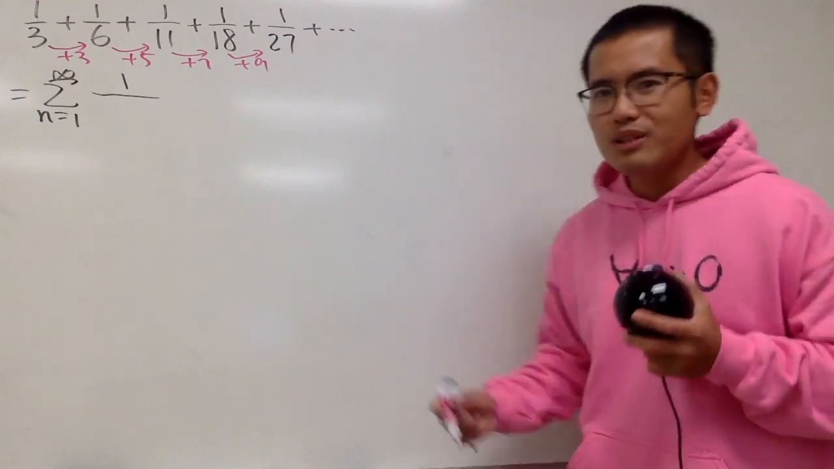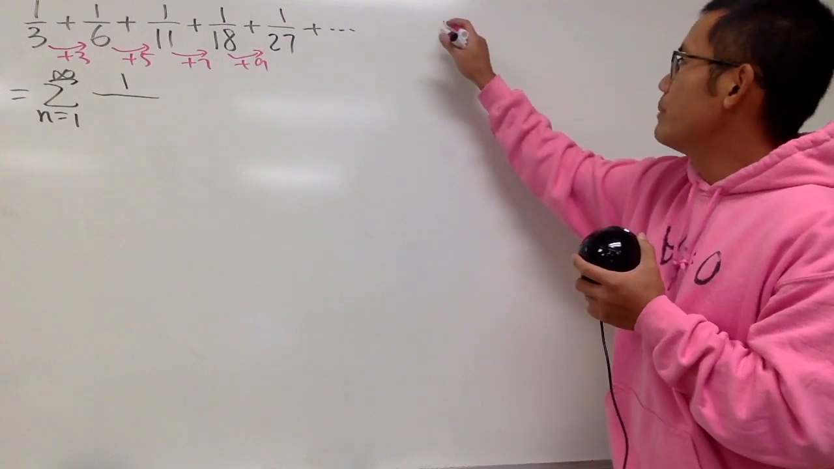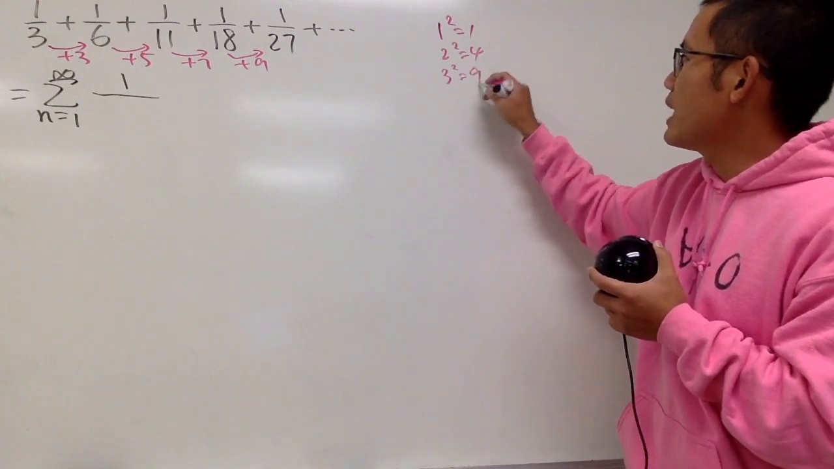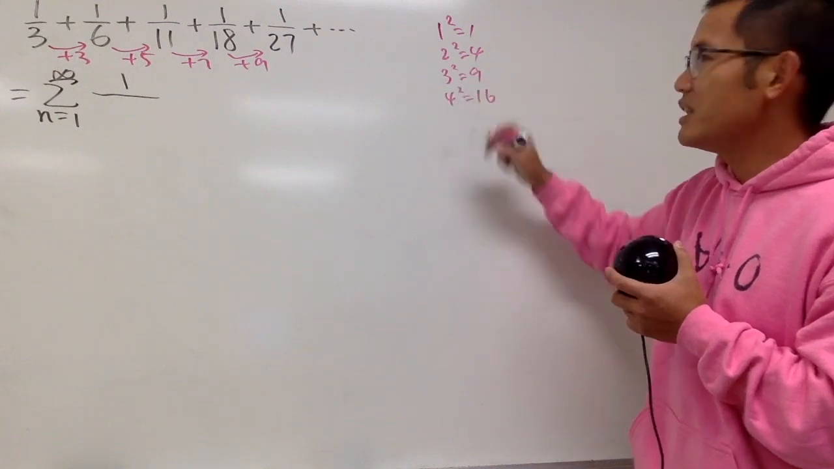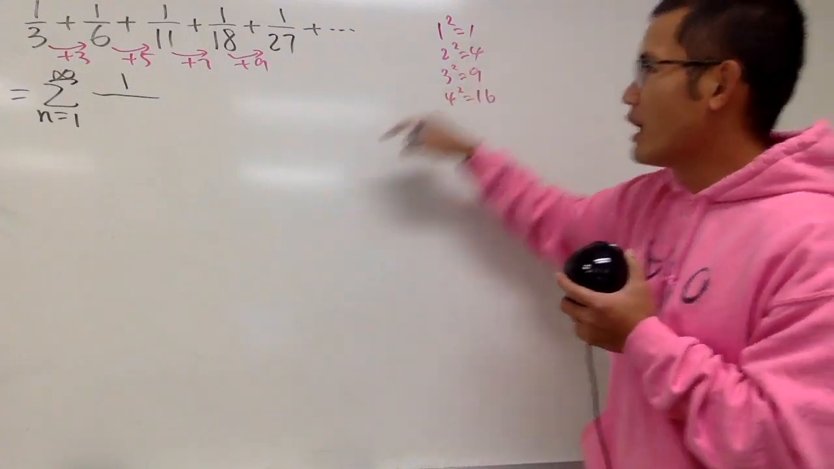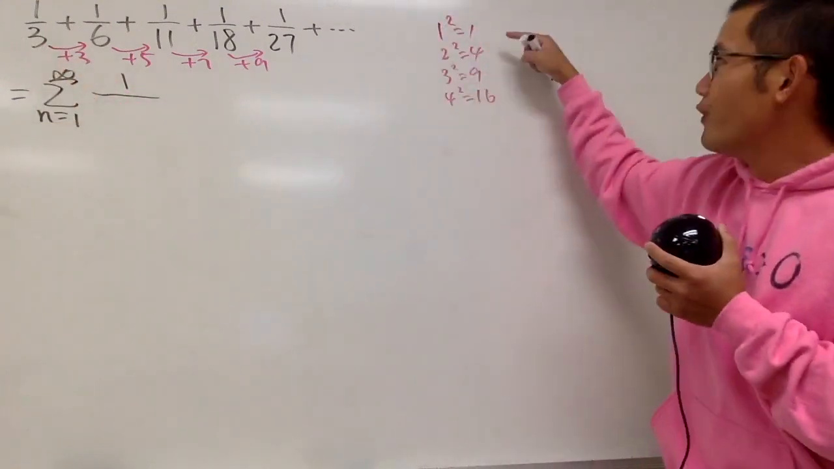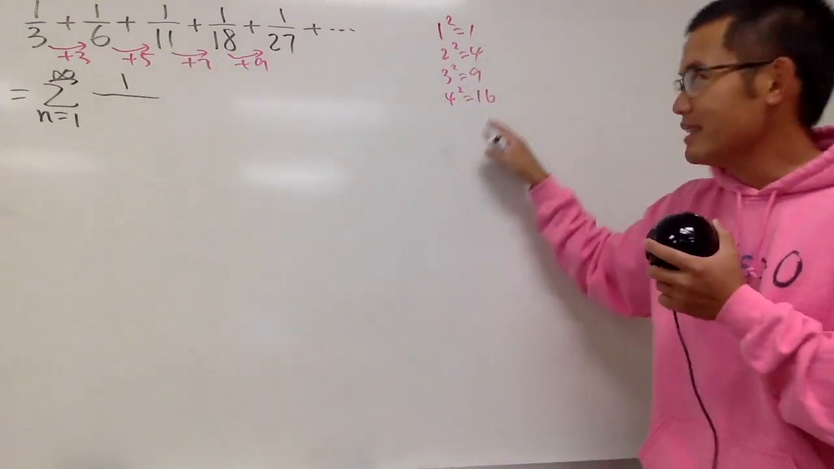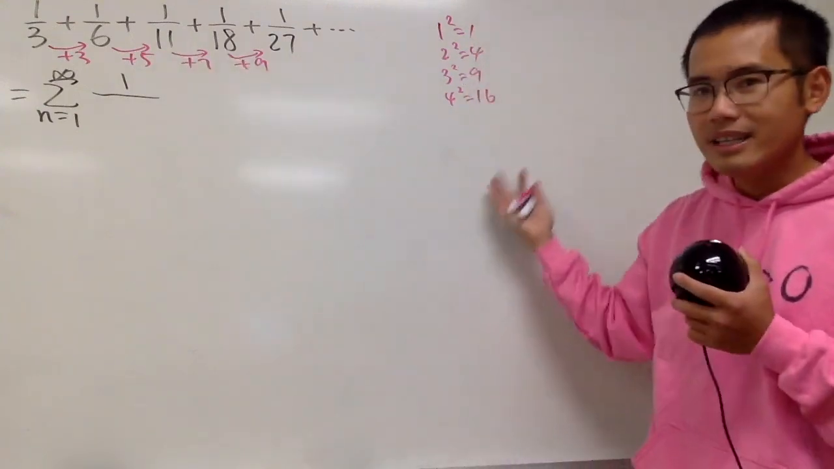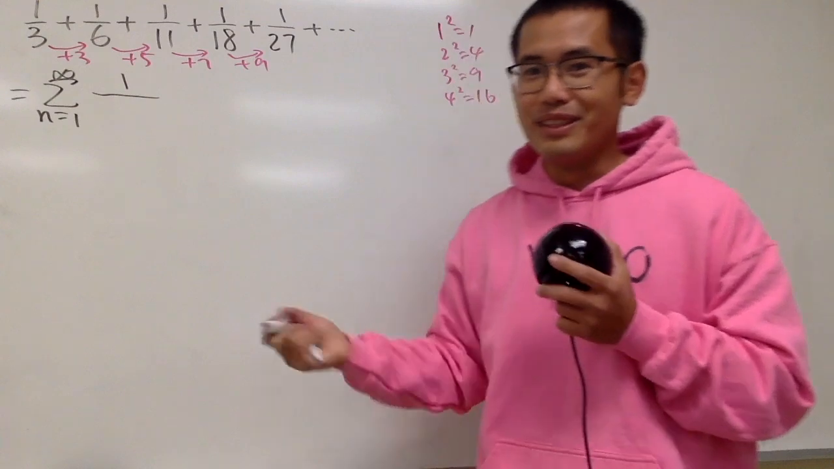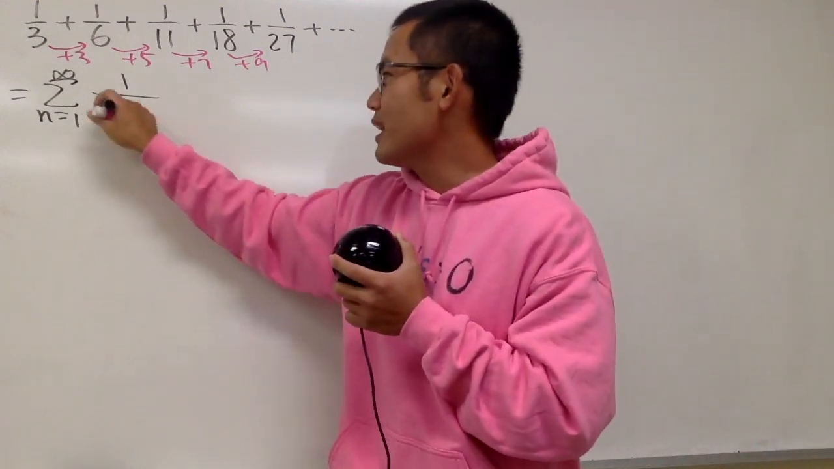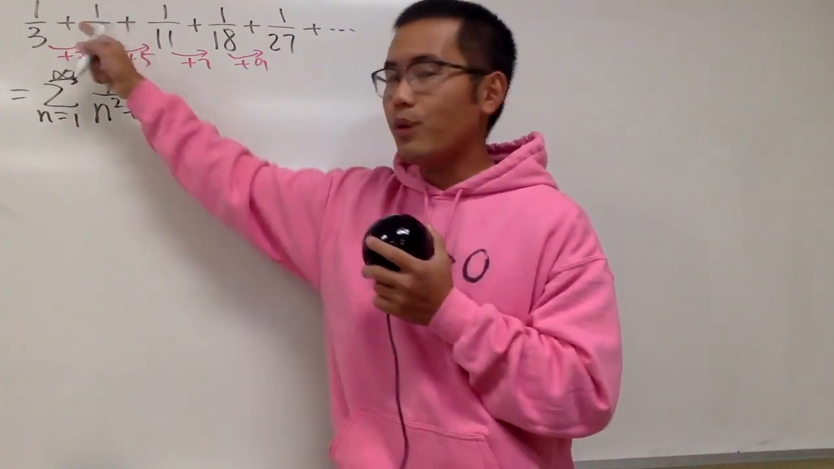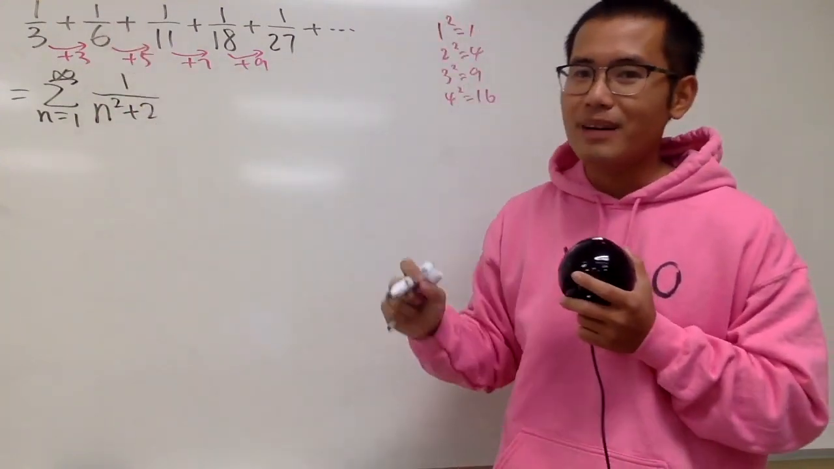Well, I think it's a good idea to look at the perfect squares. Well, remember, 1 squared is equal to 1, 2 squared is equal to 4, 3 squared is equal to 9, 4 squared is equal to 16, and so on. And if you look at 1 compared with 3, 4 compared with 6, 9 compared with 11, yes, you just add 2. And the next one, 5 squared, right? You get 27. So all in all, this is just n squared plus 2. That will be the formula for every term, and we're adding things up.